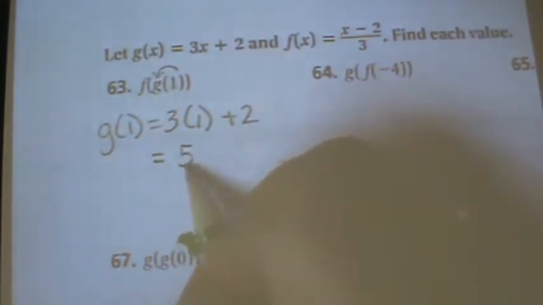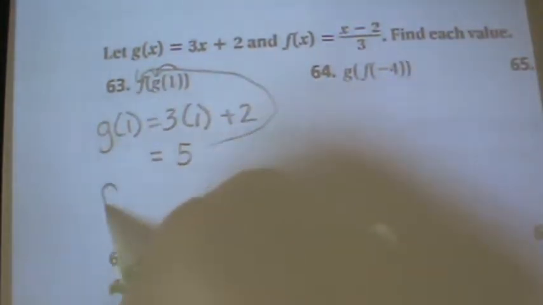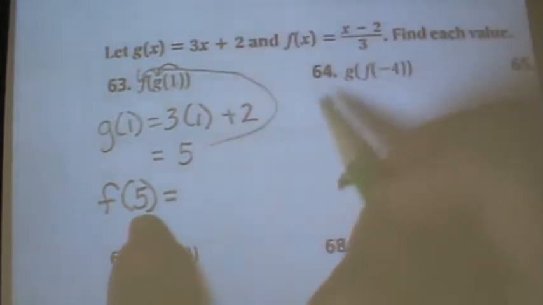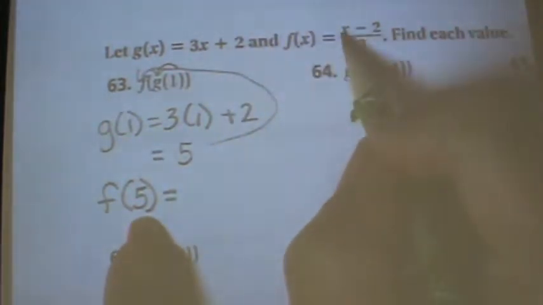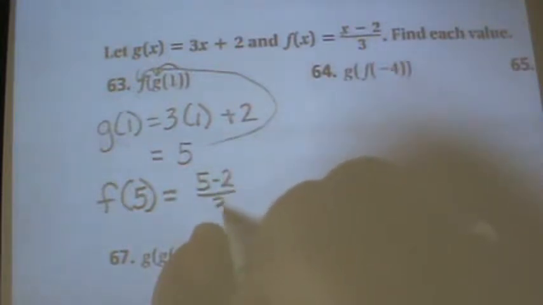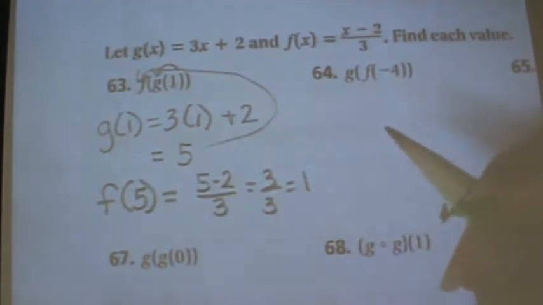Now what do you do with 5? Good, you put 5 into the f function. And you get, what is 5 minus 2? 3. And what's 3 over 3? 1. Okay?